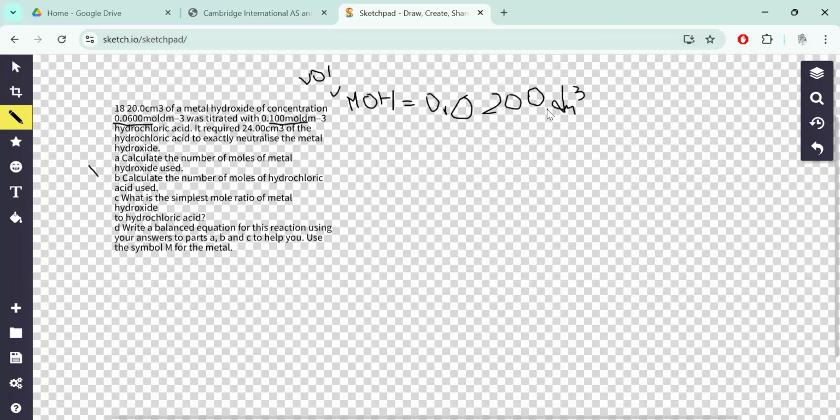Okay, so now for question A, the number of moles of metal hydroxide used. When we're trying to calculate the moles, it asks us to find the moles of metal hydroxide. And to count moles, the formula that we are going to use is: moles would be equal to concentration times volume.